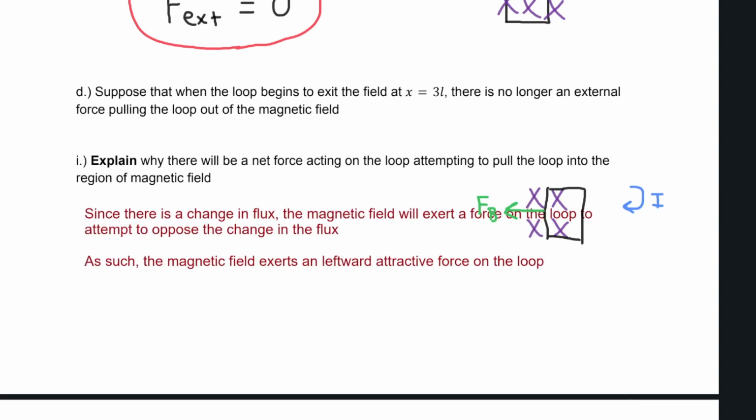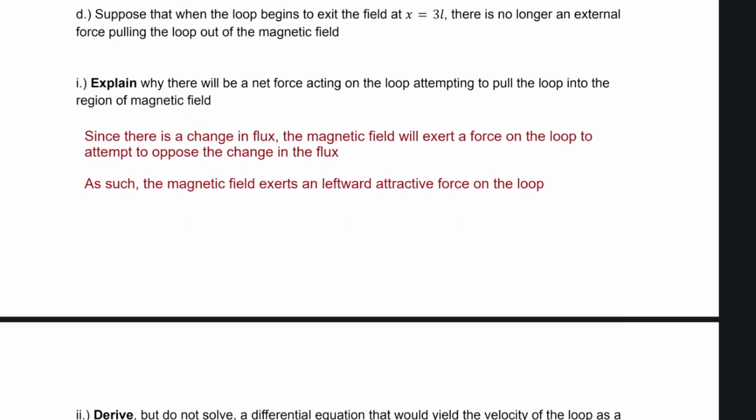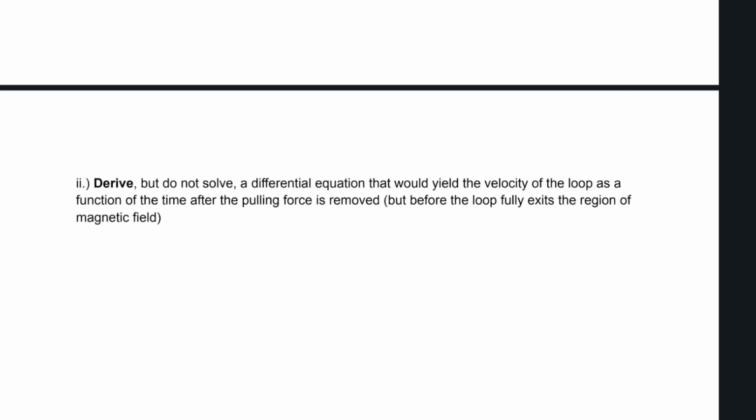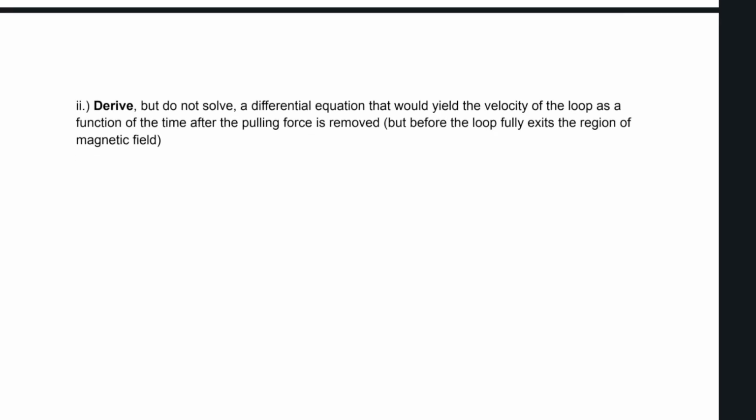And I see that I drew my picture a bit too big here, so we'll just erase that here. So since there's a change in flux, the magnetic field will exert a force in order to oppose the flux change, so we get a leftward force. And now we'll come up with a differential equation that will give us the velocity of the loop.